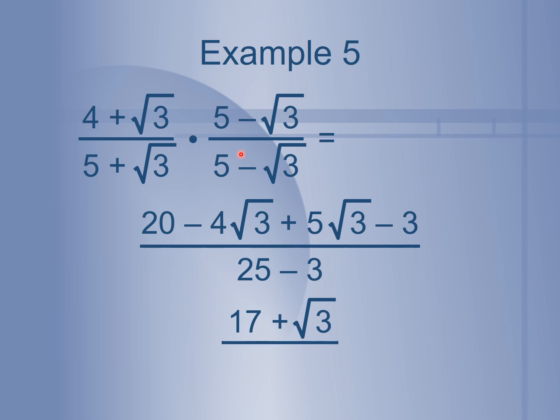So that's a squared minus b squared. Our a is 5, so a squared is 25. Our b is the square root of 3, so the square root of 3 squared is 3. So I get 25 minus 3 on the bottom. And then in the top, 20 minus 3 becomes 17. Negative 4 square roots of 3 plus 5 square roots of 3 becomes 1 square root of 3, or just plus square root of 3. And then in the denominator, when I simplify, 25 minus 3 becomes 22.